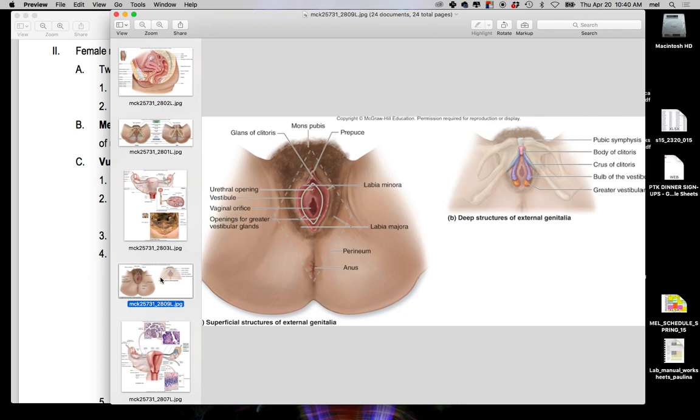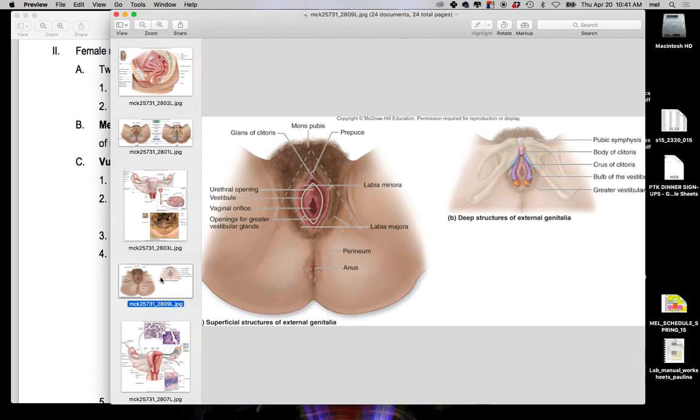Do you know what corpus spongiosum is? Surrounds what? Surrounds the urethra, right? Okay, and it's erectile tissue. Okay, so in the male, it ends up surrounding the urethra and becoming erectile tissue. Here in the female, the bulb of the vestibule ends up surrounding the opening of the vagina. Can you see an evolutionary advantage?